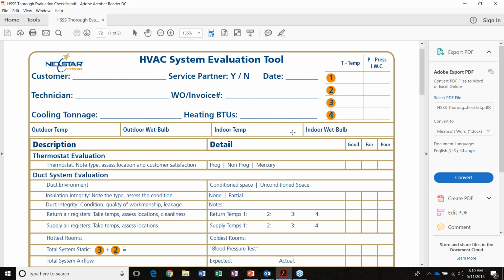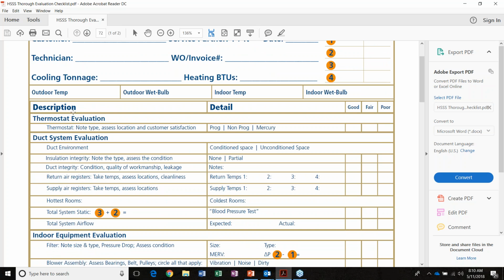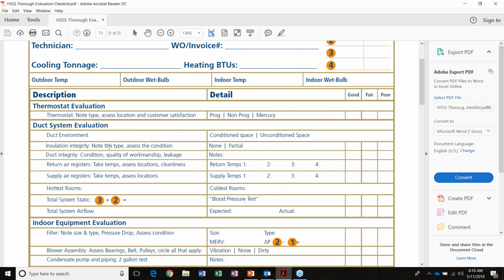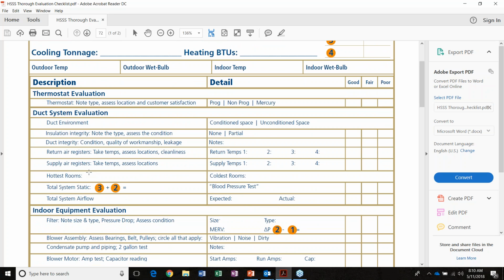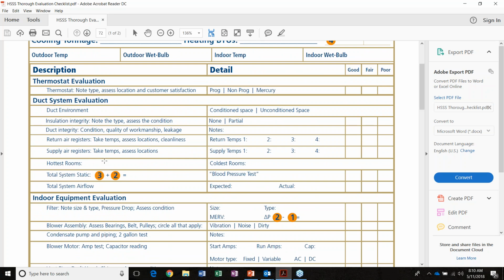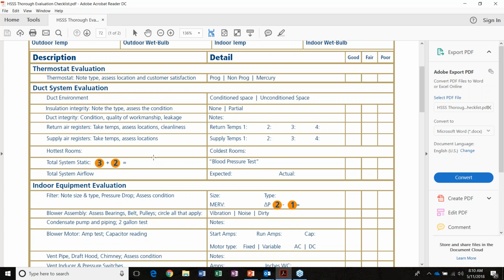Outdoor temp, outdoor wet bulb, indoor wet bulb. Of course, data that we should be capturing anyway if we're doing a HVAC refrigerant check. If we're checking for superheat, subcool, these are important data points that we're probably getting anyway. That's important. Thermostat evaluation, duct condition, insulation integrity, duct integrity, return air registers, temperature of the rooms. This is a fantastic checklist.